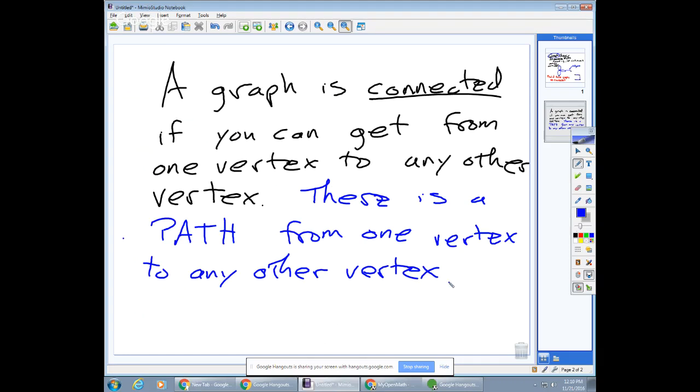So important words here are connected, path. A path is just a way to get from one vertex to another by following edges. And there have been a lot of different graph theory problems throughout history. It didn't get formalized until maybe a couple hundred years ago. And one of the famous problems is called the Königsberg Bridge problem, which we'll take a look at.